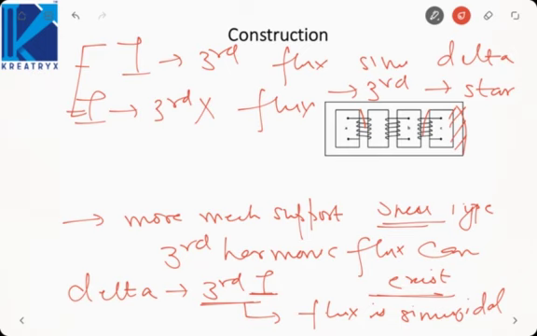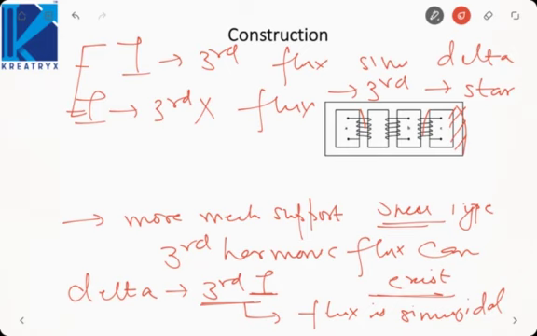That means in case of 3-limbed type of transformer, flux will always be sinusoidal. But in case of 5-limbed type of transformer, flux will be sinusoidal based on whether the connection is delta or star. In case of delta connection, flux is sinusoidal. In case of star connection, flux is non-sinusoidal, and it has a third harmonic. Okay, this is about the construction of 3-phase transformer.